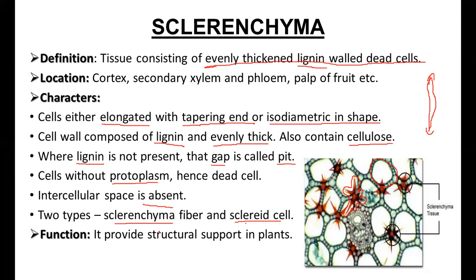And the main function of the sclerenchyma is to provide structural support to the plant, because they have lignin in the cell wall. So the cell wall is very hard and all the cells are dead. So the only function performed by sclerenchyma is to provide mechanical support to the plant.